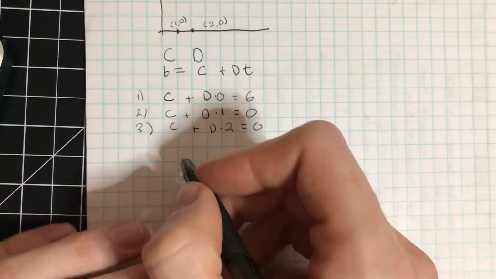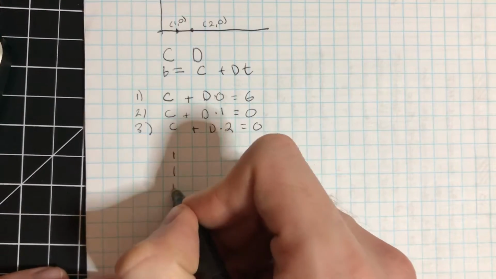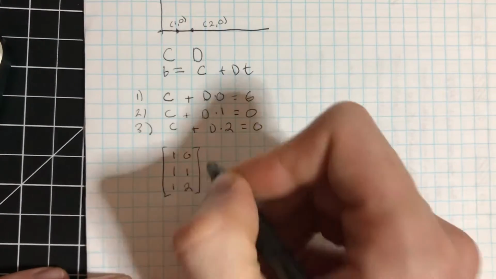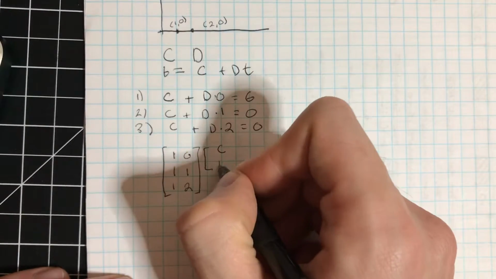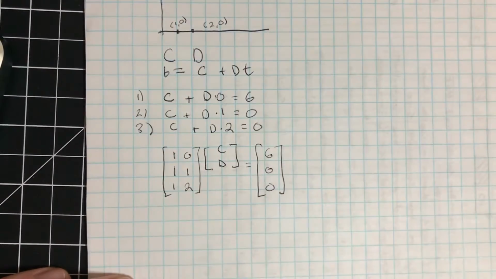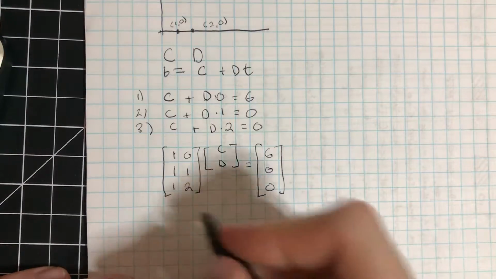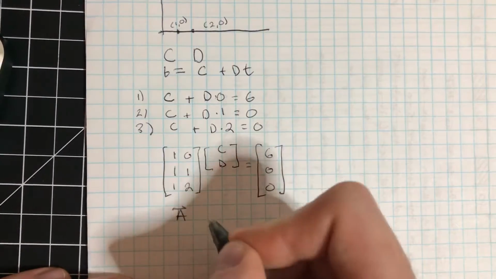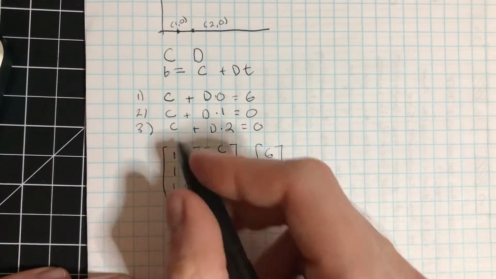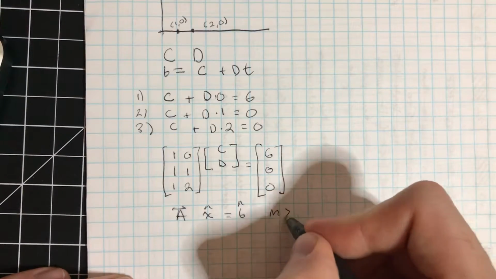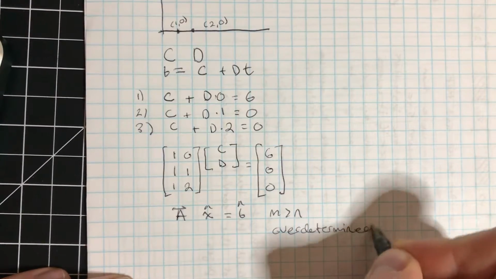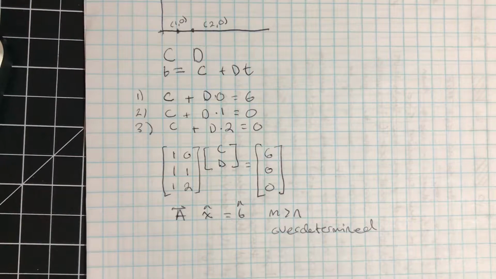All right. So if we take this and put it in matrix form, we end up with 1, 1, 1, 0, 1, 2, times C, D, equals 6, 0, 0. Right now this is overdetermined, right? If this is our matrix A, and this is our vector X, and this is our solution vector B, the number of rows is greater than the number of columns. So we have M greater than N. So it's overdetermined, and it's not solvable. Well, it appears that way.